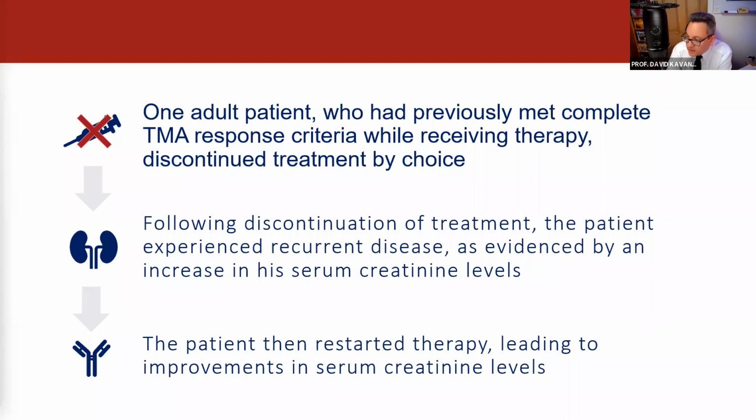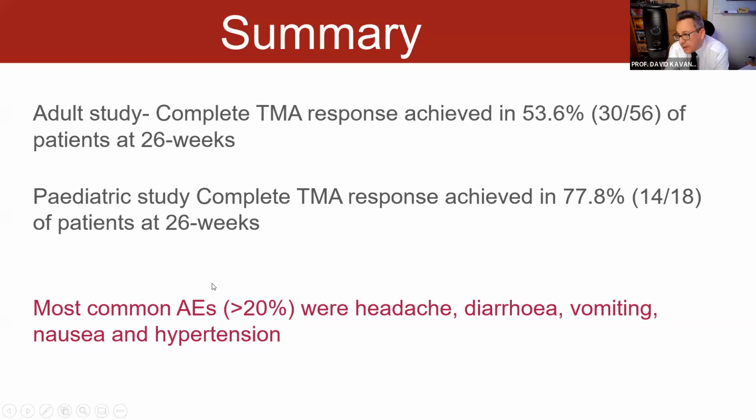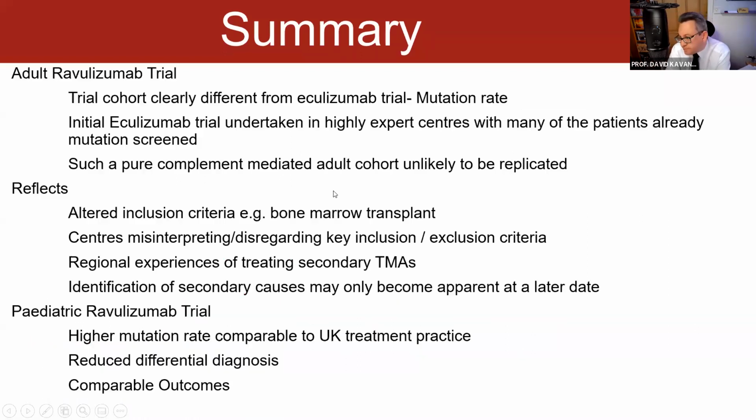Following discontinuation, the patient experienced recurrent disease, his creatinine went up, the patient restarted, and the creatinine improved. So, in summary, in the adult study, complete TMA response was only seen in 53.6%. If you compare that to the pediatric study, it was much higher, 78%. And the most common side effects were headache, diarrhea, vomiting, nausea, and hypertension.